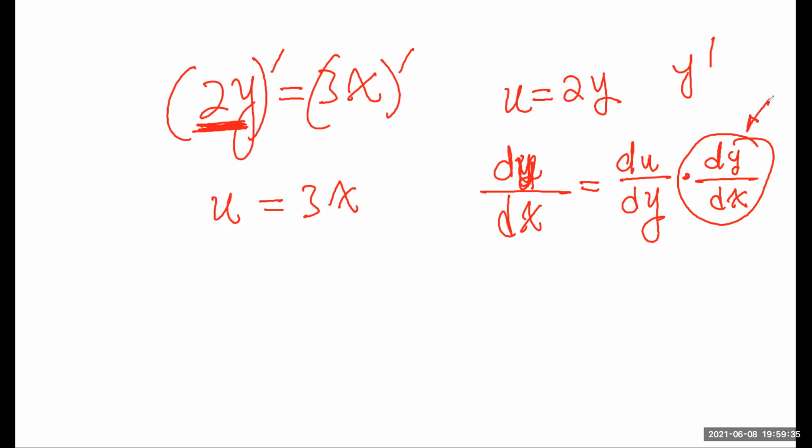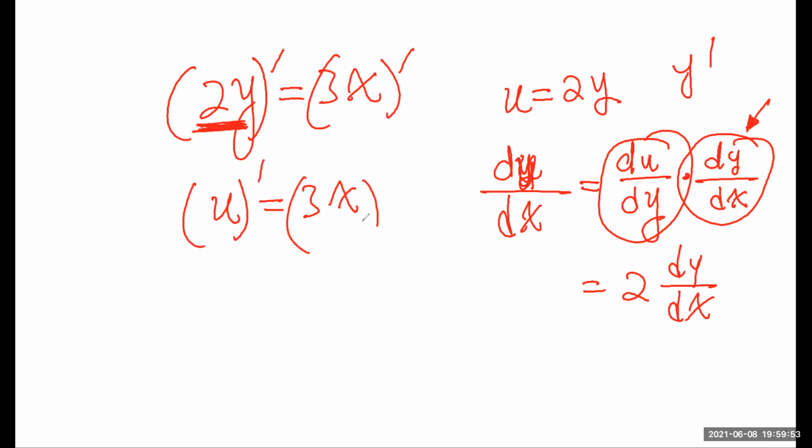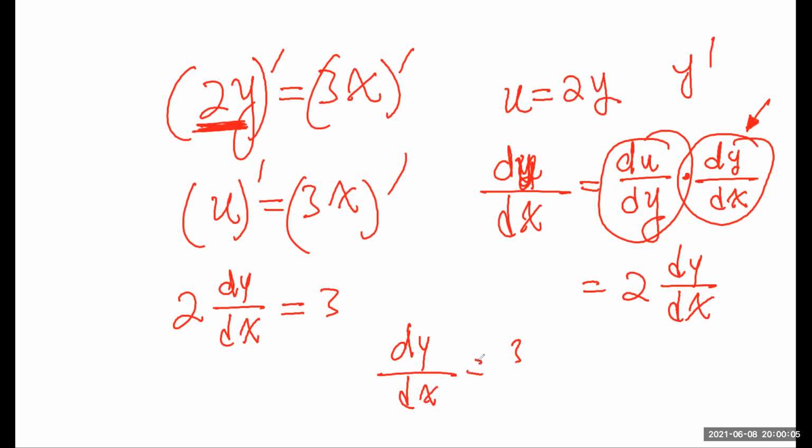Now we're going to find out what that is. We know du/dy, that's easy, just 2. So on this side we got 2 dy/dx, and on this side we know just 3. Therefore, we divide by 2 on both sides, then dy/dx is 3 over 2. So we got exactly the same answer.